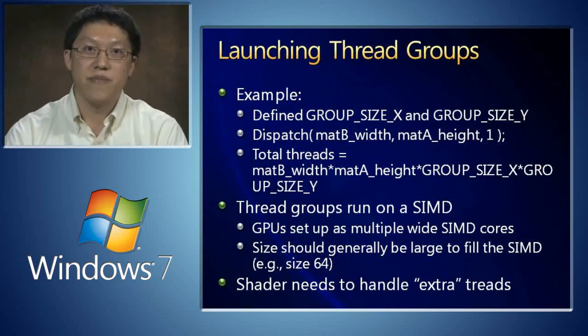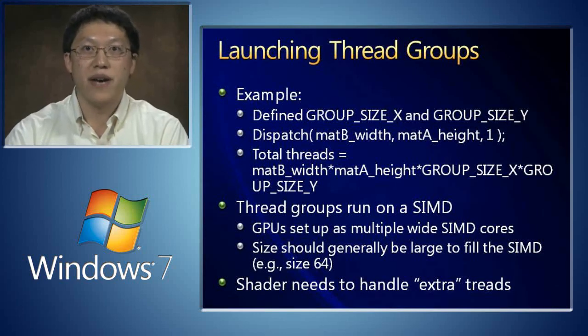So to clarify that some more, dispatch doesn't actually launch a total number of threads, but actually launches a total number of thread groups. So in this example, I have a defined thread group size of group size X by group size Y. That means the total threads in this example would be the width of matrix B by the height of matrix A by the thread group size.